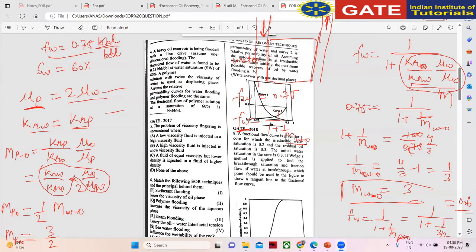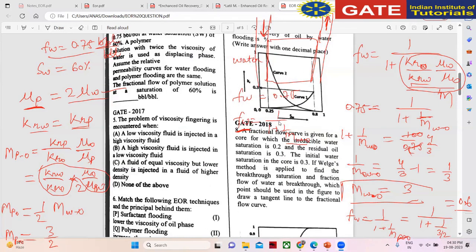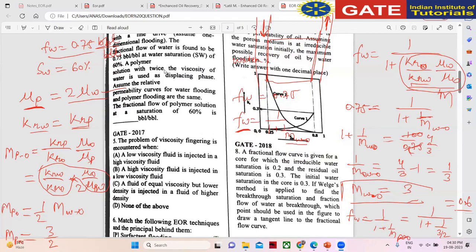What he is saying: a polymer solution with twice the viscosity of water. The viscosity of the polymer is twice the viscosity of water, and the relative permeability will be such that KRW is equal to KRP.